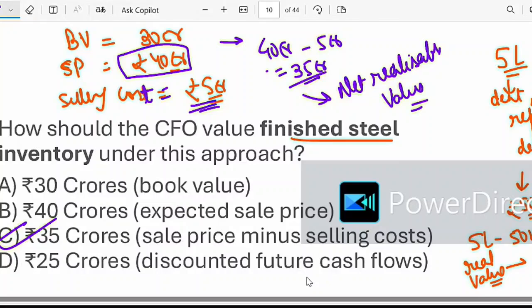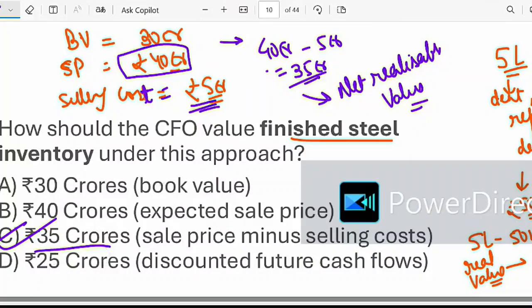If you show the full 40 crore in the books, even though 5 crore will go into cost, this will overstate the value. So remember, whenever valuing inventory in real life, don't just look at the selling price. Always subtract the cost to sell. That gives you the real value. So the CFO is quite smart. They record the inventory at 35 crore, not 40 crore, not 30 crore.